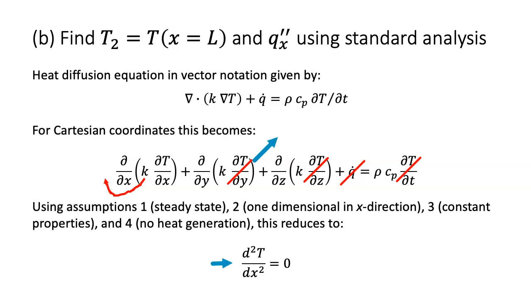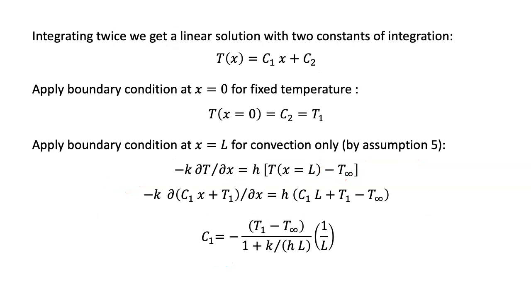Note that we can write this as an ordinary differential equation, or ODE, because temperature depends on only one variable, which is x. To solve for the temperature distribution, we integrate twice with respect to x to get a linear solution, as expected, with two constants of integration. To determine these constants, we need to apply our two boundary conditions.